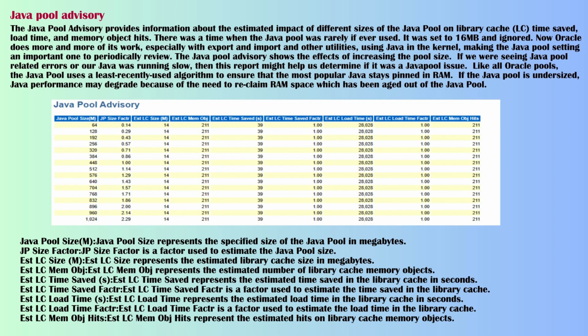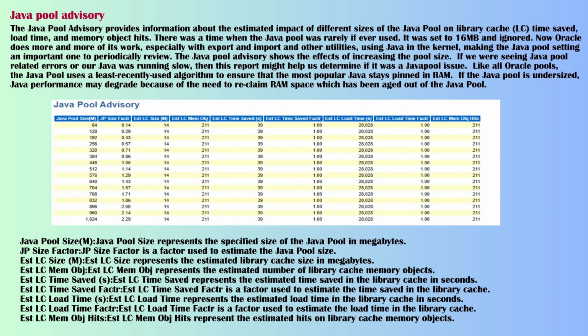The Java Pool Advisory shows the effects of increasing the pool size. If we were seeing Java pool related errors or our Java was running slow, then this report might help us determine if it was a Java pool issue. Like all Oracle pools, the Java pool uses a least recently used algorithm to ensure that the most popular Java stays pinned in RAM. If the Java pool is undersized, Java performance may degrade because of the need to reclaim RAM space which has been aged out of the Java pool.